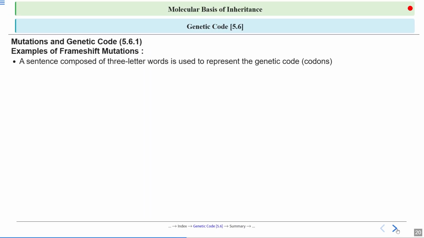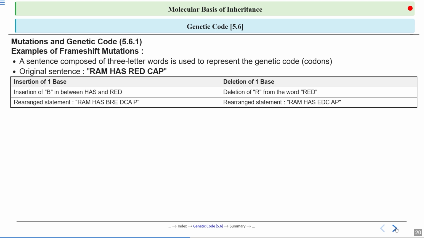For example, a sentence composed of 3-letter words is used to represent the genetic code, the codons. We know a codon is triplet in nature. So we have written a sentence with 3-letter words only, and you can think of it as representing our genetic code: Ram has red cap. Now, if we insert one base, like the insertion of B in between has and red, how would the rearrangement happen? We have inserted B here.